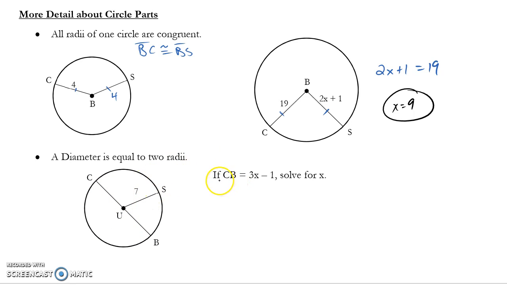So if segment CB is 3x minus 1, I know the diameter here is 3x minus 1. Solve for x. The nice thing is I know all radii are congruent. All of those are congruent. If SU is 7, these are both 7 as well. And that means I can use segment addition. 3x minus 1, which is the diameter, is equal to 14, which is 2 radii. Add the 1 to both sides, divide by 3, and x is 5.